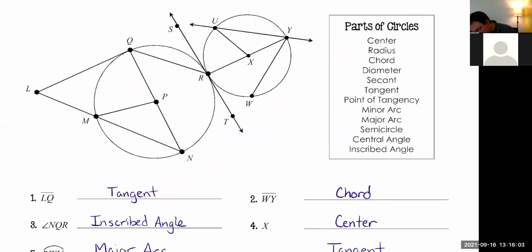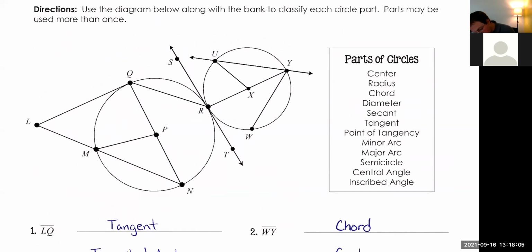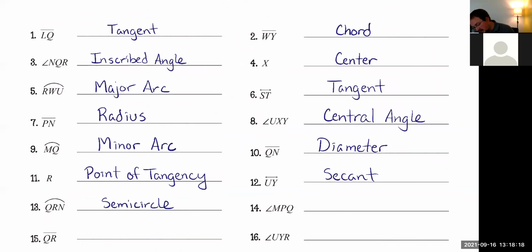Angle MPQ. Would that be inscribed? So inscribed, the vertex would be on the circle. Oh, the vertex is at the center. It would be central. A central angle, good.